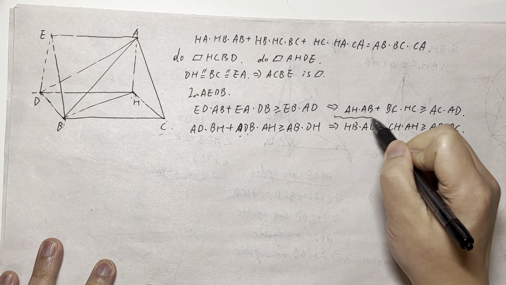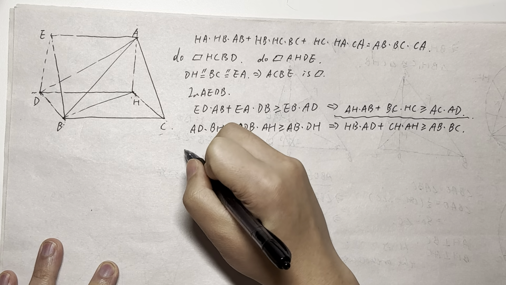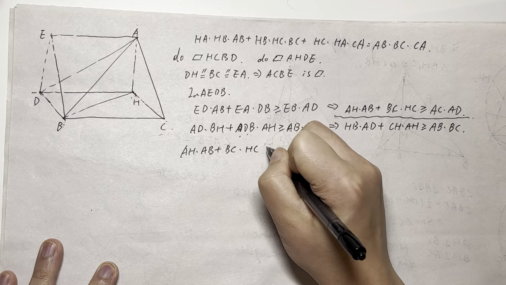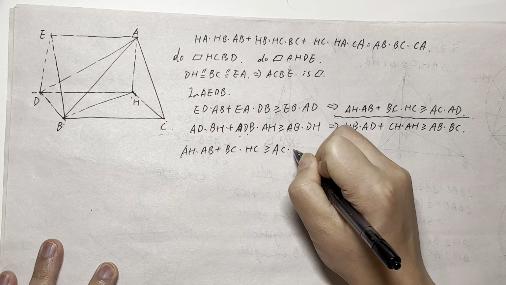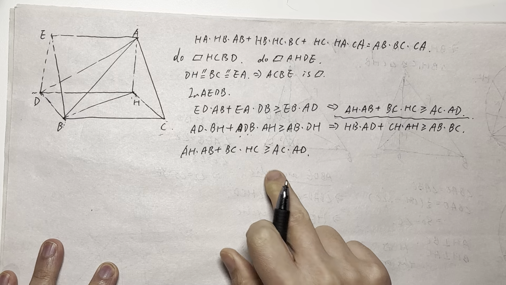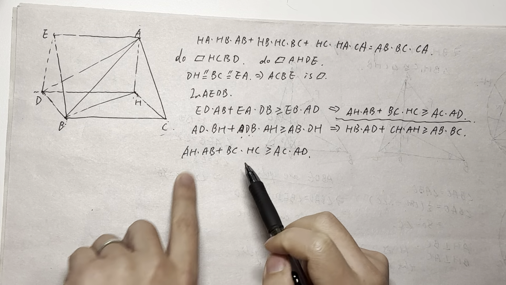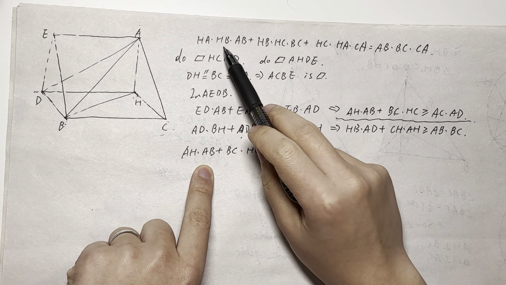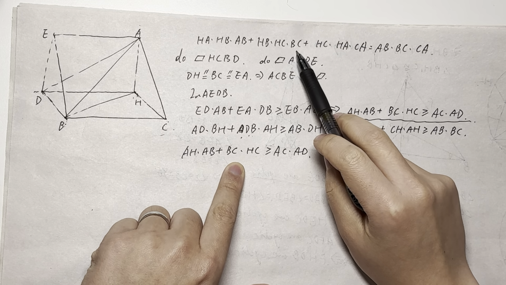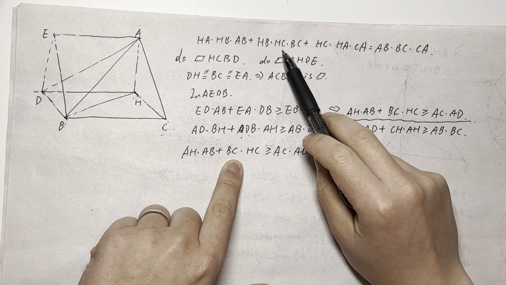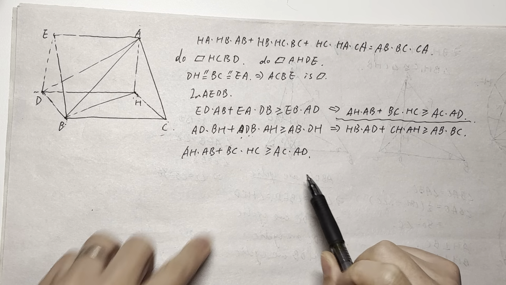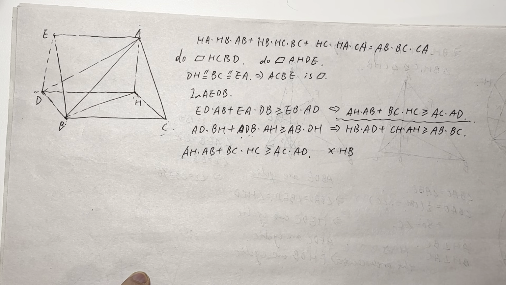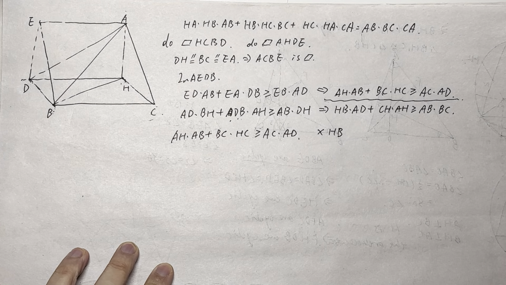So if we look at the first one here, we have AH times AB plus BC times HC larger or equal to AC times AD, right? We compare this one to the target one. We have AH times AB here. We just don't have the HB, right? But we have BC times HC here. We don't have HB here. So we can just multiply by HB on the left and right side of the inequality.